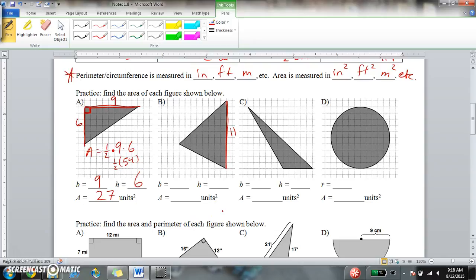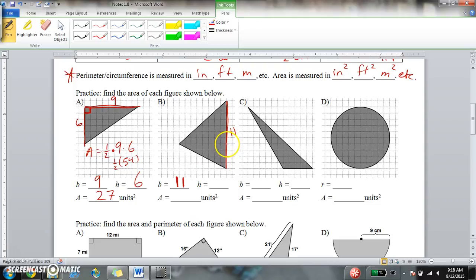Now, I don't have a side that's perpendicular to it. So, like I said, sometimes it helps. We're going to say that this is our base. This is 11. Sometimes it helps to turn your paper so that that is on the bottom, so you can see it more clearly. I can't do that on here, but if you want to turn your paper so that 11 is on the bottom, it might help you see what we're going to do a little bit more clearly.